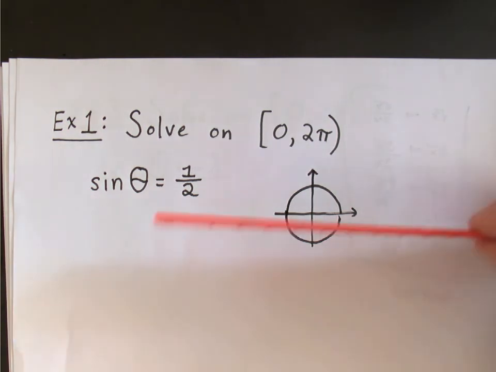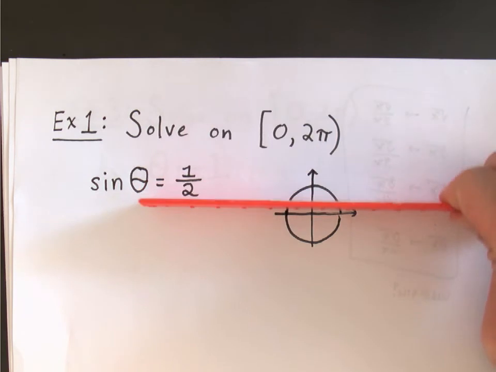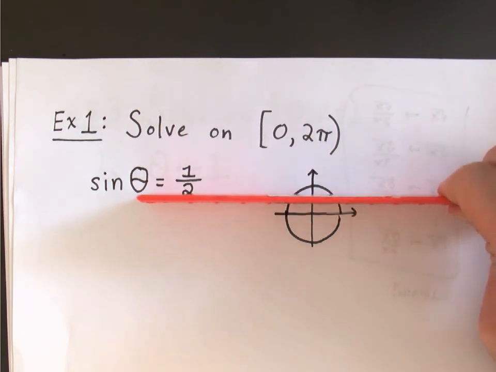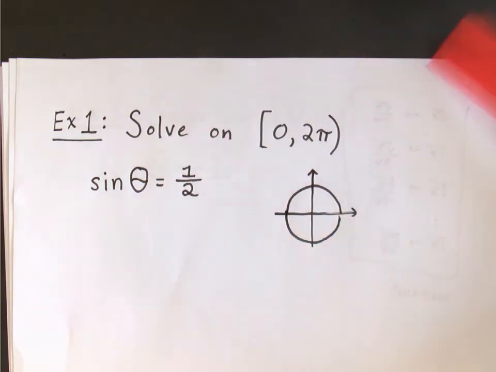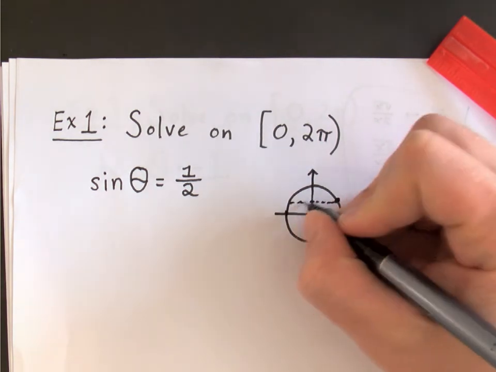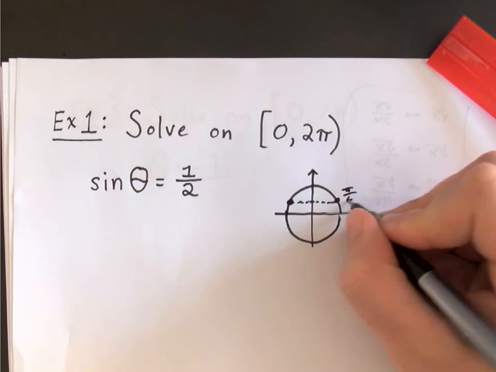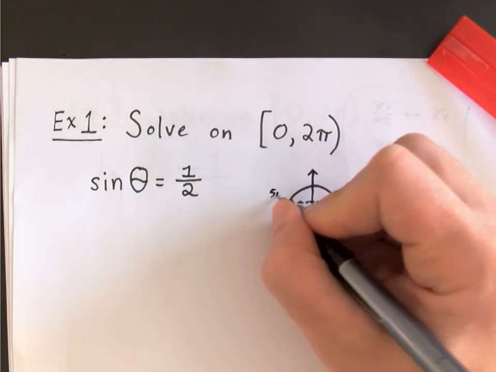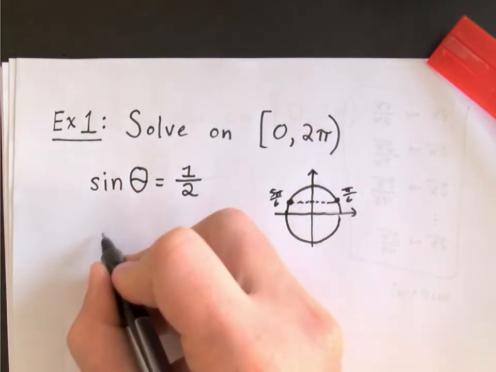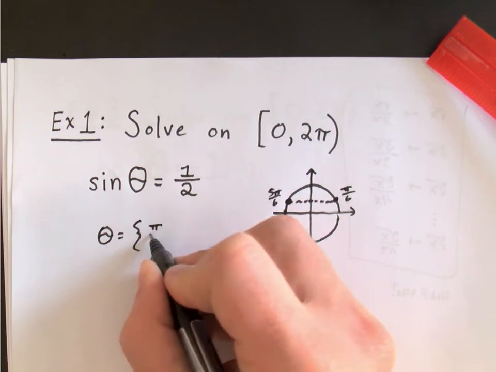So I picture horizontal lines like y equals 1, and that would be y equals 0. So y equals 1/2 would be right in the middle there, about here. And those are my two solutions. And with a good knowledge of your unit circle, you'll know that that is theta equals pi over 6 and 5 pi over 6. And those are the two solutions to this problem. So we write our answer in a set.